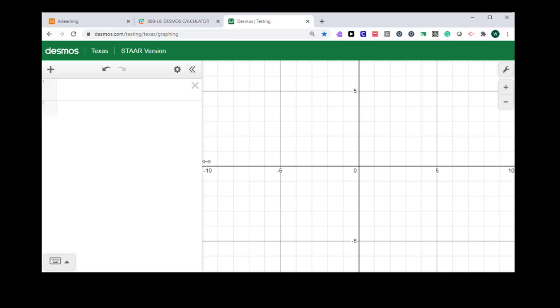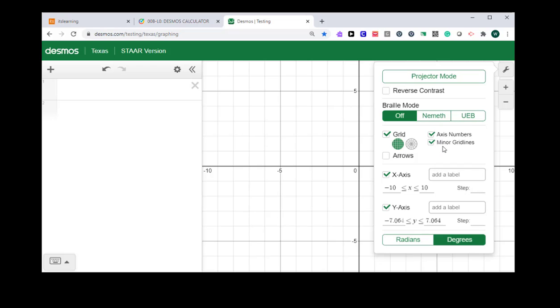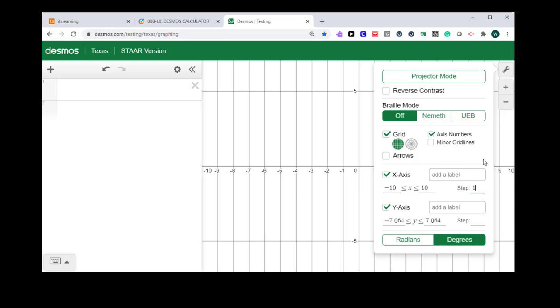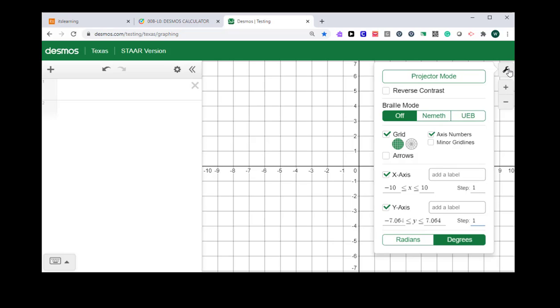When you open the calculator, you will see the Desmos Texas Staar version calculator name right here on the top. And the page will look similar to this one. I ask you that when you open the calculator, click on the settings and unclick the minor grid lines and change the steps to 1. So every time you open the calculator, please follow these steps. Click on the settings, unclick the minor grid lines, and change the steps to 1 and 1.